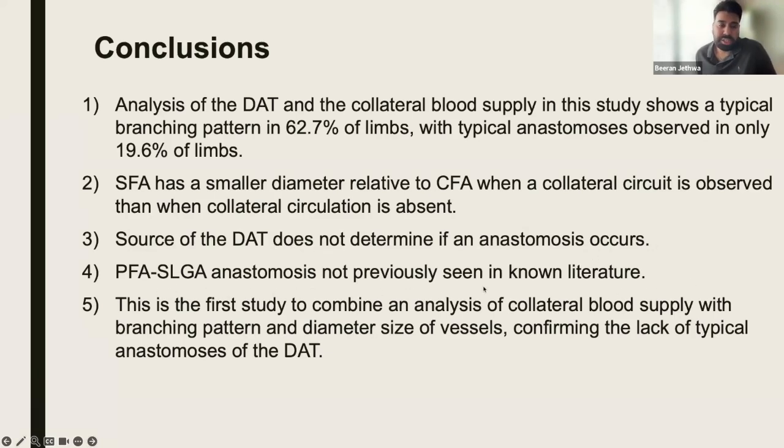And we also found a potentially novel anastomosis between the profunda femoris and the superior lateral genicular artery, which is unreported in previous literature. This is the first study to combine analysis of the collateral blood supply with branching pattern and diameter size of vessels, confirming the lack of typical anastomosis of the descending artery of the thigh.